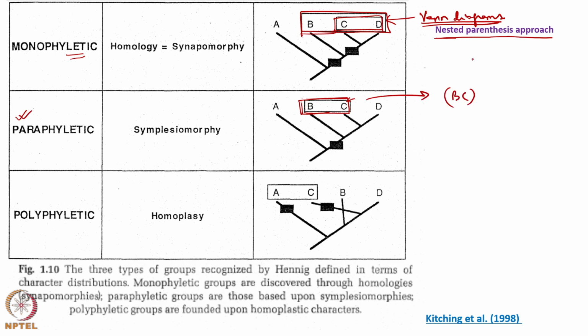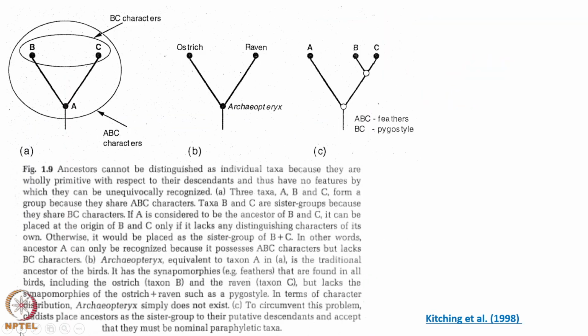Example of monophyletic can be written as CD and then B and then the bracket close. Then comes the polyphyletic group. A and C are defining a homoplasy. How we group the character can be presented in this cladogram.